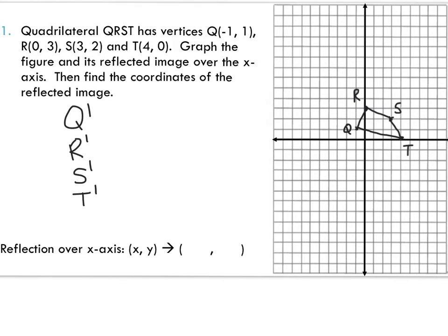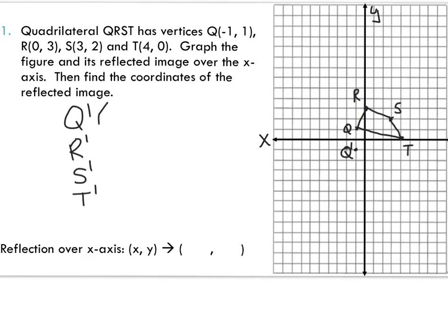So here is the x-axis. Remember that the x-axis goes left and right. I'll even label that for us, and the y-axis is going up and down. So that is where we are going to imagine our mirror being, or where we would fold our line. So we are going to count our points from that line to get our mirror image on the other side of that line. So for example, our letter Q, if I start out there, it is one up from the x-axis, so I need to go in the opposite direction and go one down from the x-axis, and that will be my Q prime.